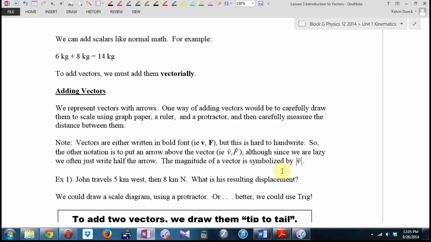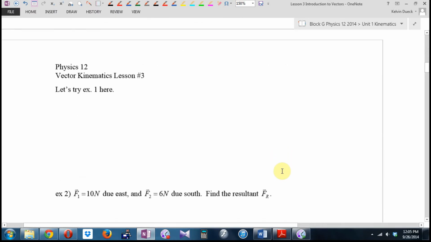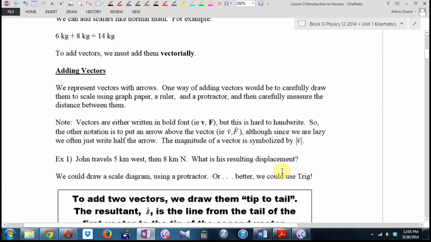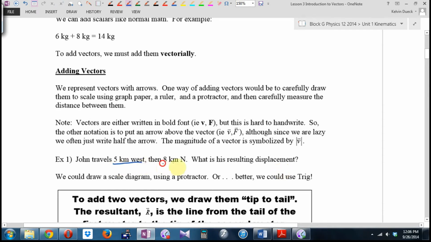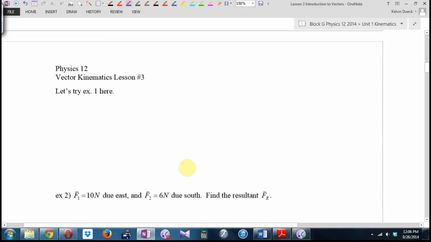So I'm not going to walk through. I'm cutting corners because I don't want to have a whole bunch of homework for the weekend. So let's jump to example 1 here. Example 1 was add 5 kilometers west to 8 kilometers north. I always, anytime that I'm doing a vector question, draw a compass rose if I don't have one on the page. Somewhere I go like this.